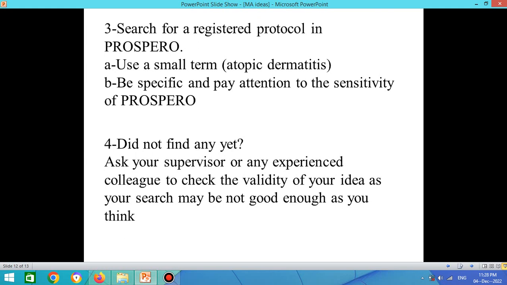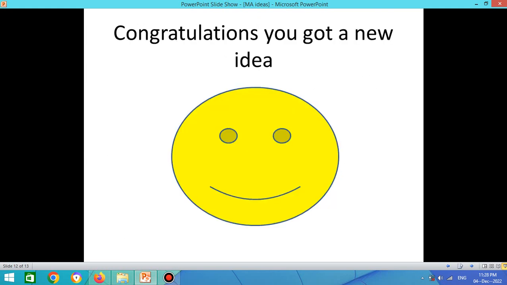You may lose huge time and effort, and there's a published meta-analysis and you are in a bad situation. So you have to ask a supervisor or any experienced colleague in meta-analysis to check your idea. If you didn't find any, congratulations, you got a new idea.